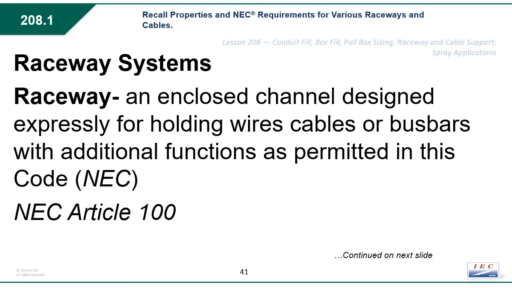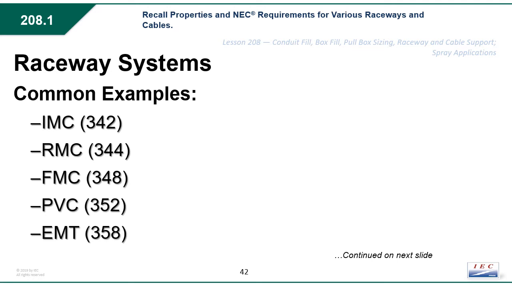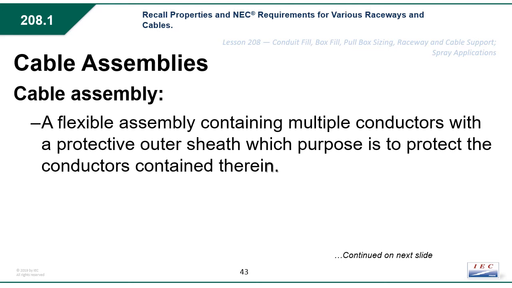Some common examples of raceways: IMC, RMC, FMC, PVC, EMT, and these numbers that I've placed next to their names or their abbreviations are the code articles regarding these raceway systems. So if I have questions about securing and supporting IMC, I'm going to look in Article 342. If I have questions about EMT and uses permitted versus uses not permitted, I'm going to look in Article 358. And I'm going to look at their specific dots for those locations or those examples. And I'll get to that here in a second.